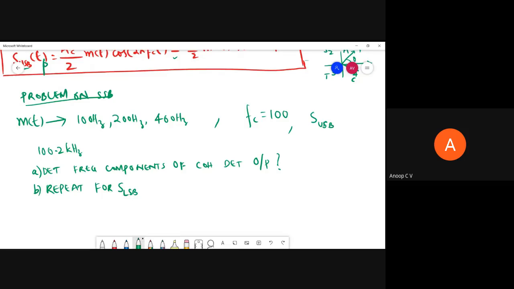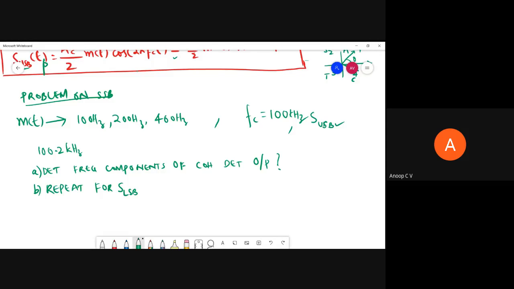Given a message signal, it's not a single tone signal. It actually has 3 different frequencies. It will be cos 2 pi f1t, cos 2 pi f2t, cos 2 pi f3t. So 3 different message frequencies are there, and the carrier frequency is 100 kilohertz. Sorry, I forgot to tell. Carrier frequency is 100 kilohertz with only upper sideband retained.